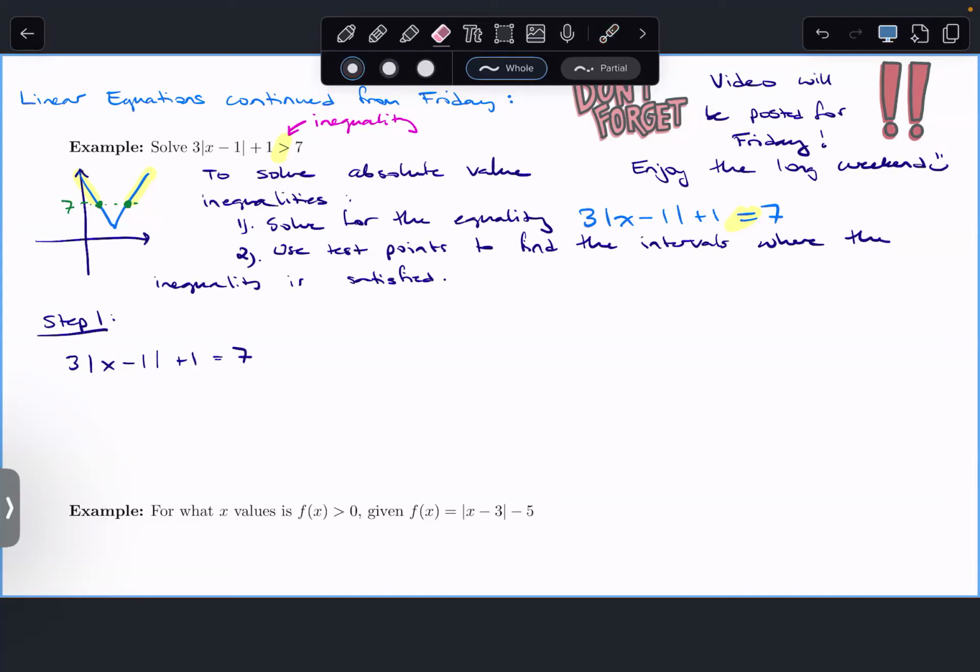To solve, maybe I should add a note. To solve absolute value inequalities, I follow these steps. Like many things, I'm open to it if you have a different method, as long as we arrive at the same answer, that's fine by me.